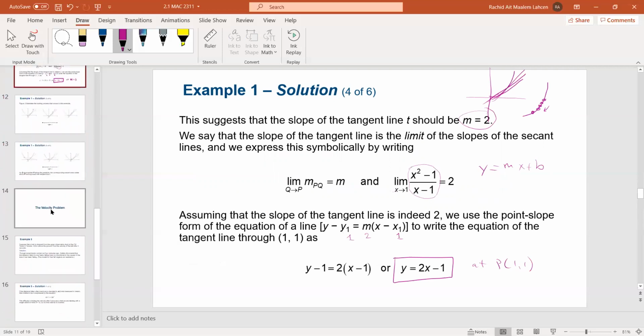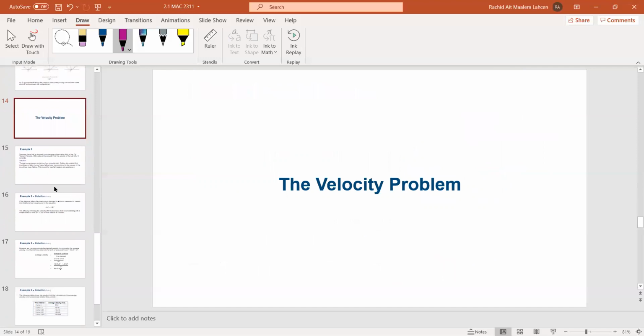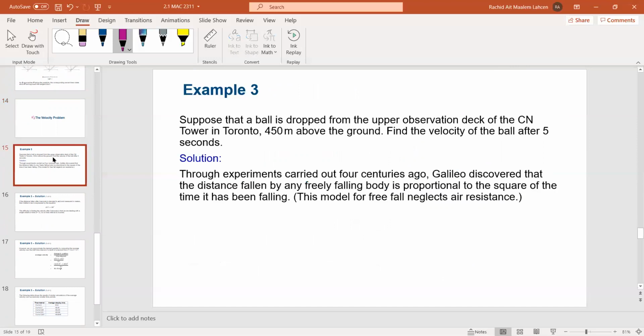So now the second problem that is important in this section is the velocity problem. Suppose that a ball is dropped from the upper observation deck of the CN Tower in Toronto, 450 meters above the ground. Find the velocity of the ball after 5 seconds.